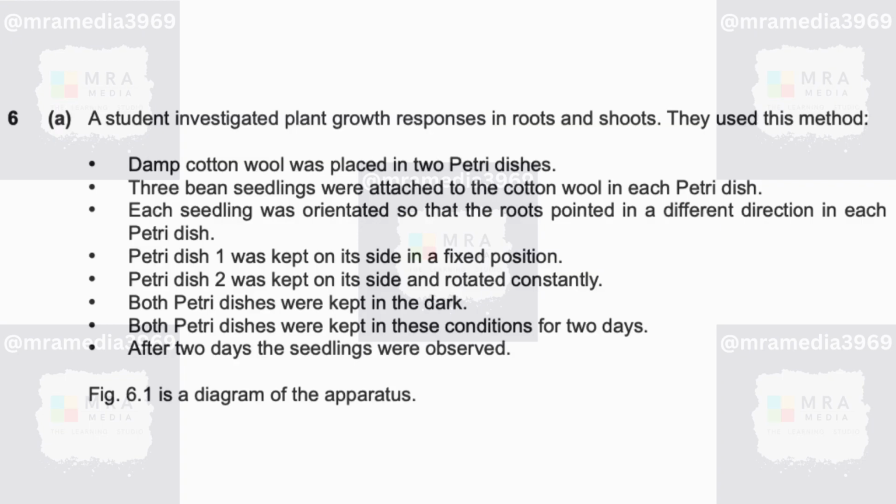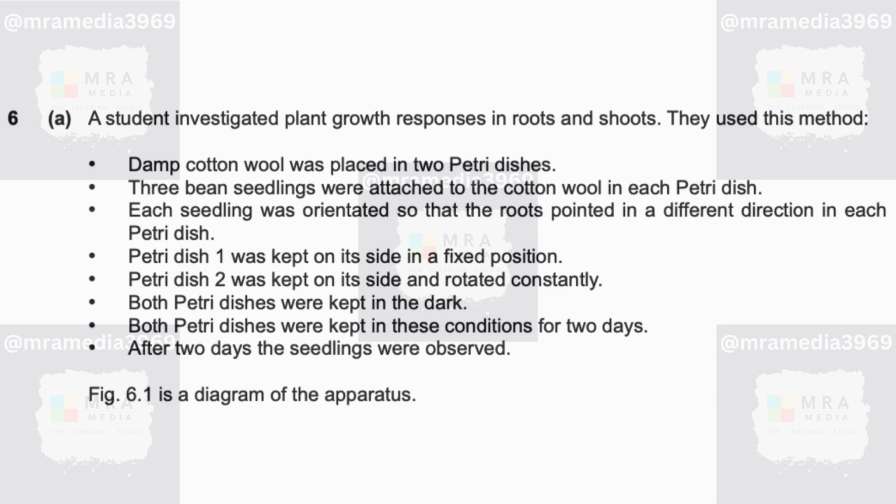A student investigated plant growth responses in roots and shoots. They used this method. Damp cotton wool was placed in 2 petri dishes. 3 bean seedlings were attached to the cotton wool in each petri dish. Each seedling was orientated so that the roots pointed in a different direction in each petri dish.